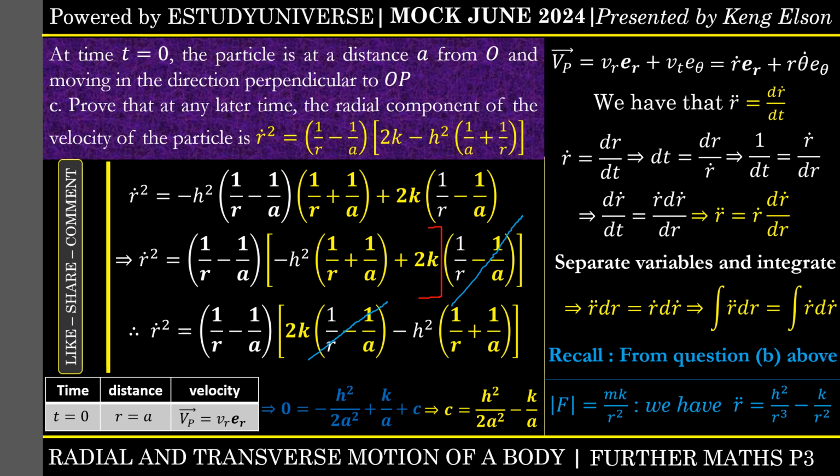So we just need to interchange the positions of minus h squared times 1 plus r plus 1 on a and 2k, so that the proof will come out. So I think with this the proof is out and we are done with that question.